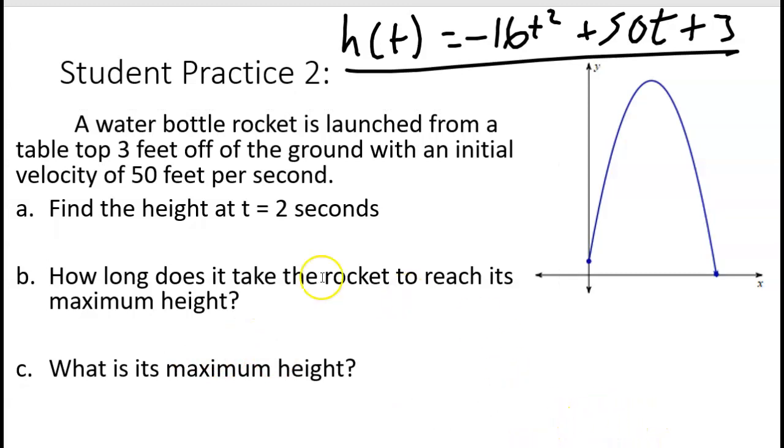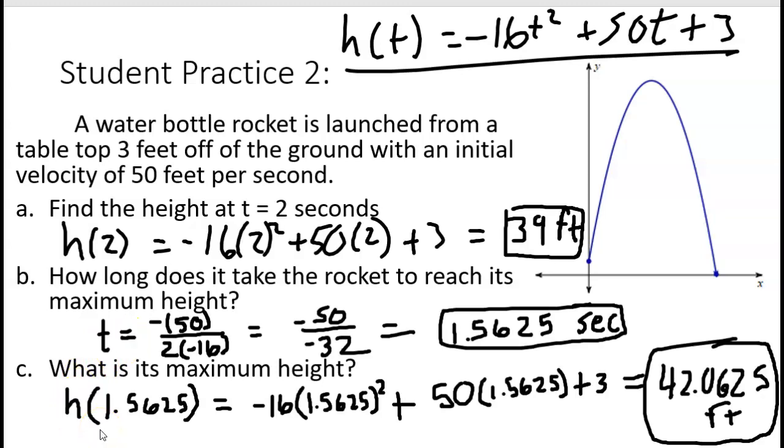Okay? So go ahead and pause the video here. Work out as much of this as you can. And we'll go from there. Okay? All right, so here's my setups and here's my answers. So if you wanted to find the height at t equals 2 seconds, that would be 39 feet.